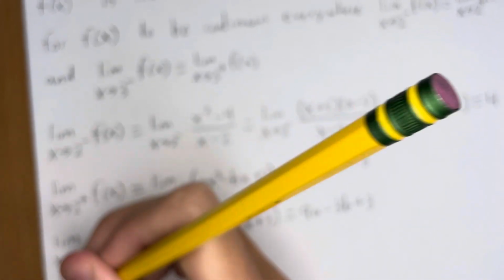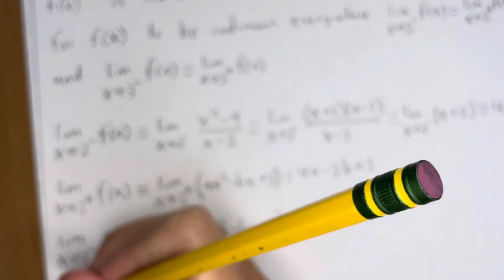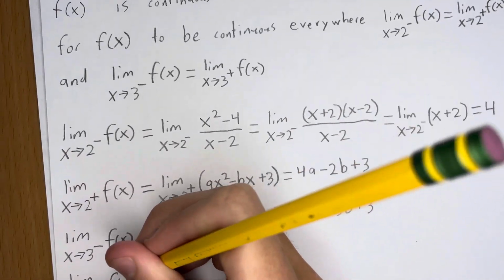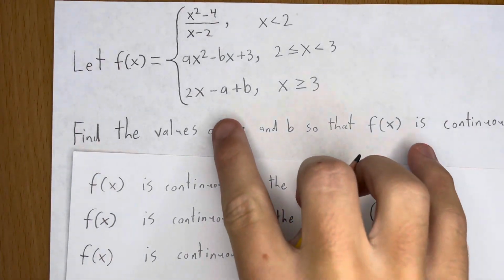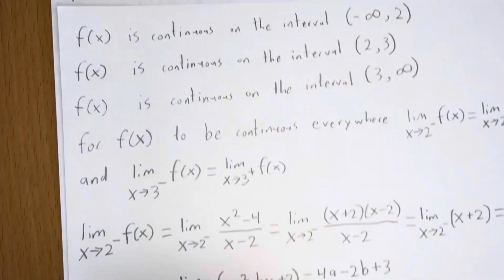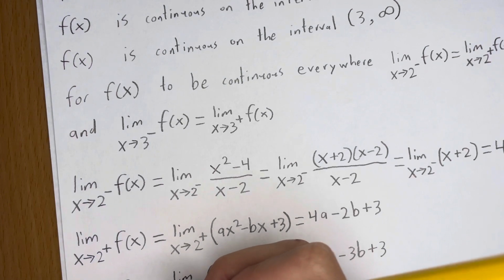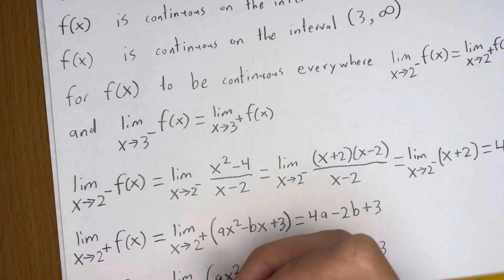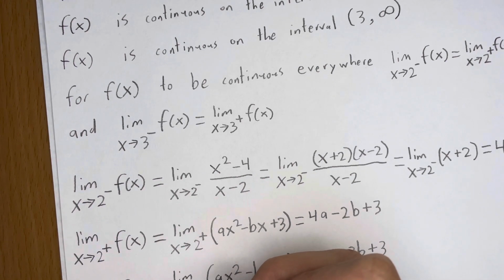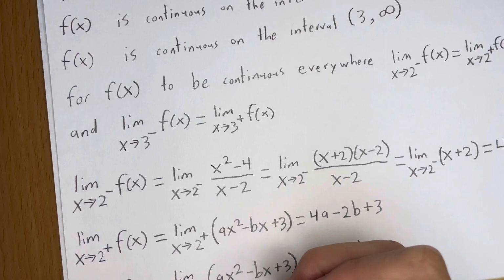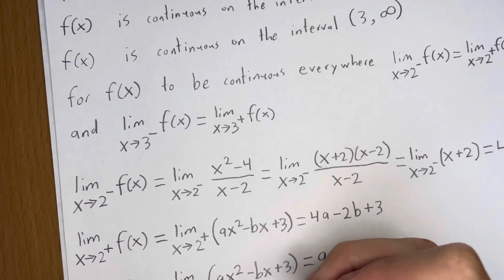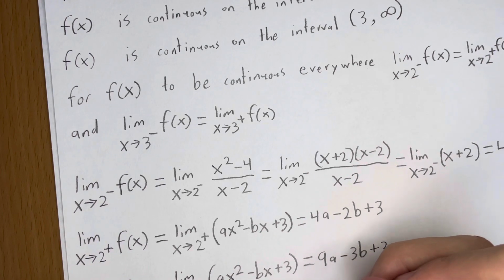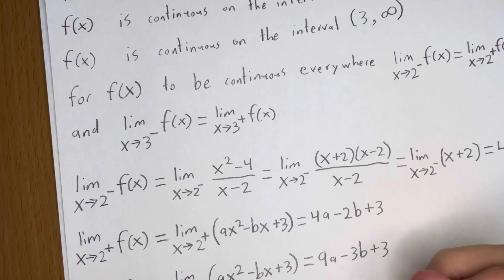Last one of these limits we have to do is the right side of 3. When we approach from the right side, we're going to be using 2x minus a plus b. So this is equal to the limit as x goes to 3 positive of 2x minus a plus b, which is just equal to 6 minus a plus b.